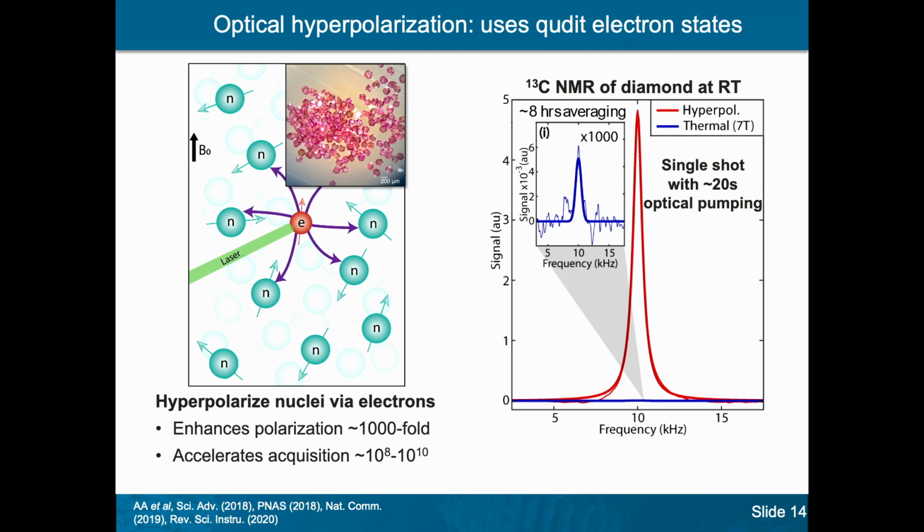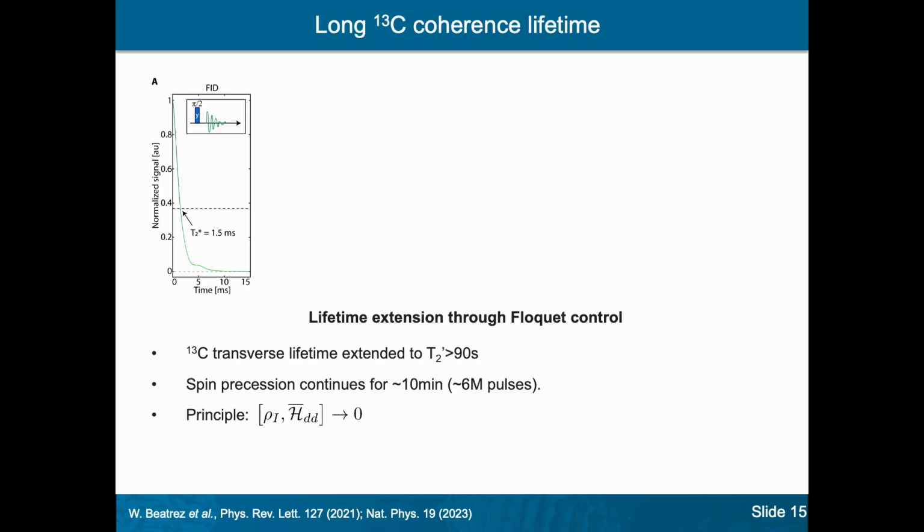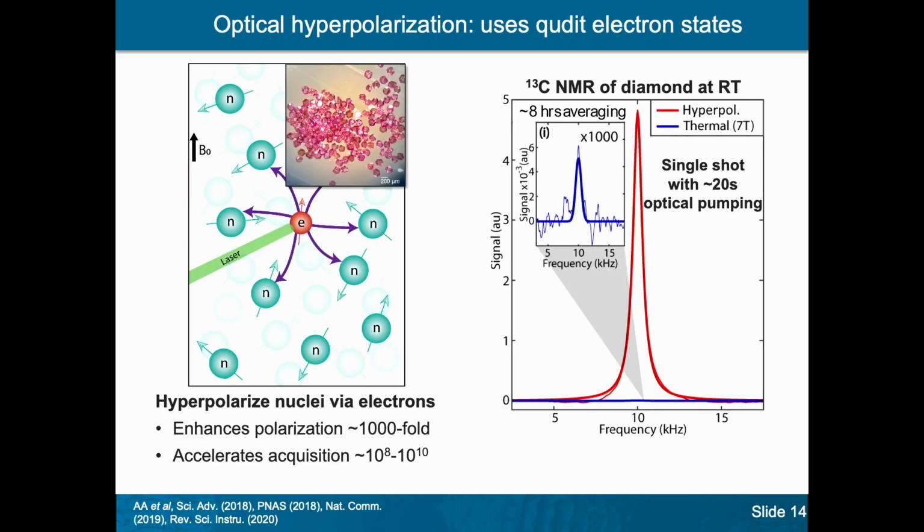Okay, so this blue line is a signal that you would get for interrogating these nuclear spins through a technique called NMR, which is how you would read out these nuclear spins. This blue line is after like 8 hours of averaging, and the red line is after like 10 or 20 seconds. So you get a very large signal enhancement by, again, using the electron that you can optically polarize to then polarize the nuclear spins.